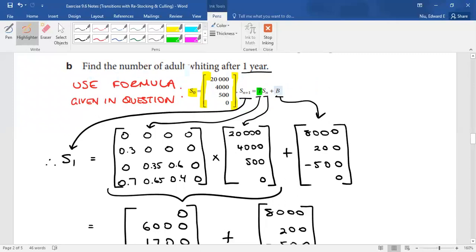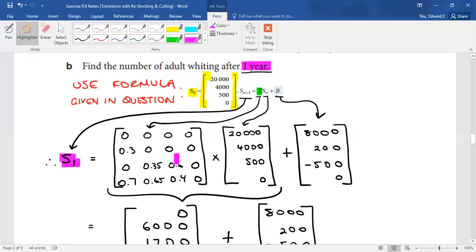Find the number of adult whitings after 1 year. So if this is our task, to find the number of adult fishies the company has after 1 year, we replace this SN plus 1 with S1. Don't worry about the N plus 1. People always get hung up on what N plus 1 means. All it means is the year you're finding.